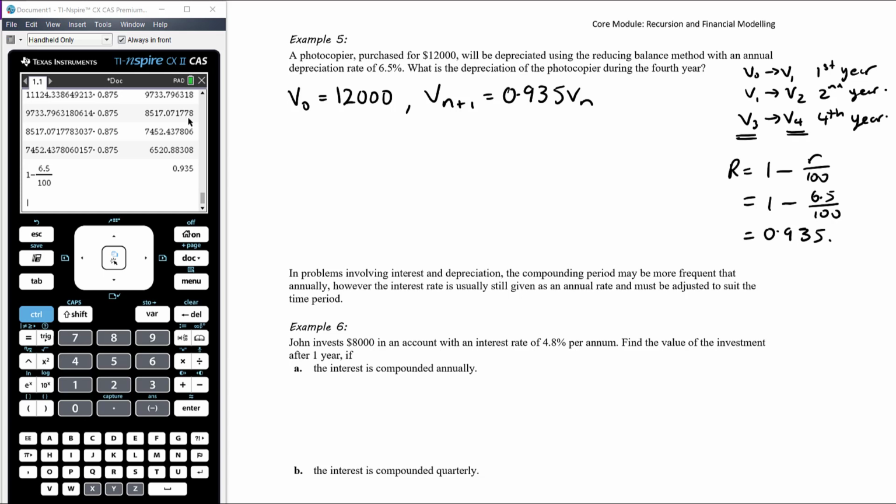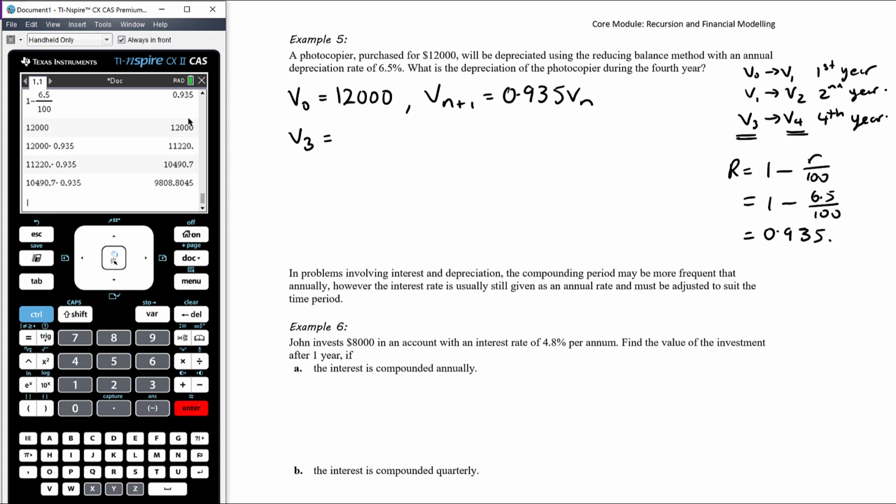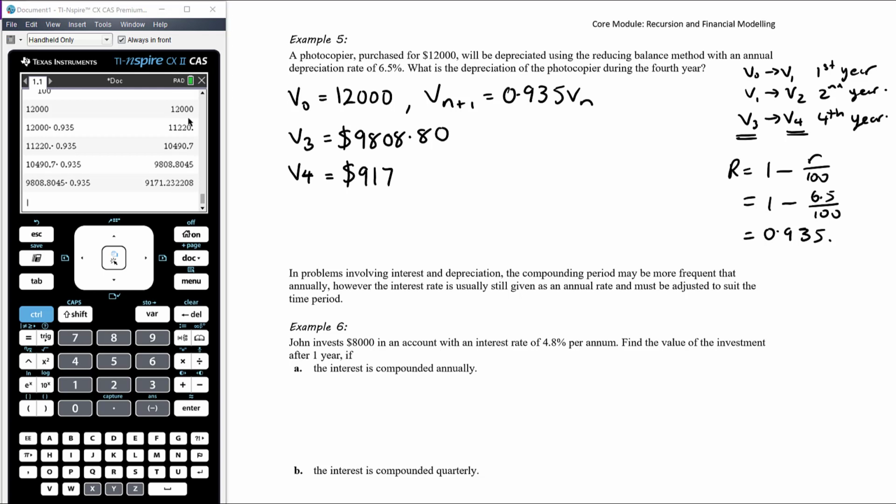Okay, so we want to know what V3 is. So let's recur that in our CAS. 12,000, press enter. And then we want to multiply by 0.935, which is to reduce by 6.5% once. So that's after 1 year, 2 years, 3 years. The value of the photocopier after 3 years is $9,808.80. The value after 4 years, press enter again, is $9,171.23.